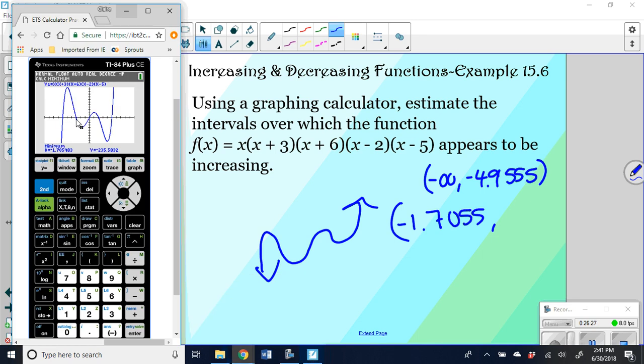And then where does it stop increasing? At this maximum. So y'all try yourself with the calculator to see if you can get it. You go to calculate. You go to maximum. You need to be to the left of the maximum and then to the right of it. And you don't have to make it guess. You can just hit enter. And it says it's 1.0663.